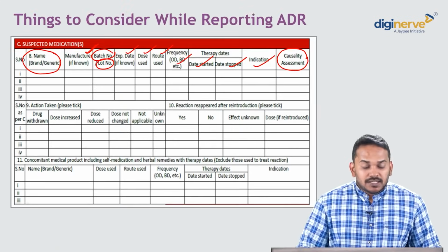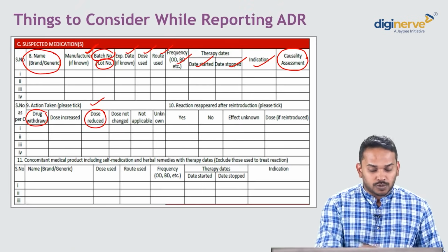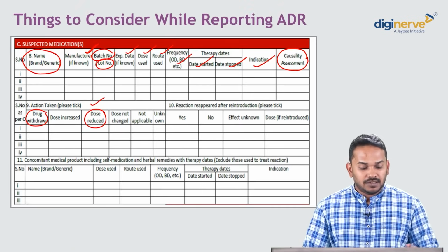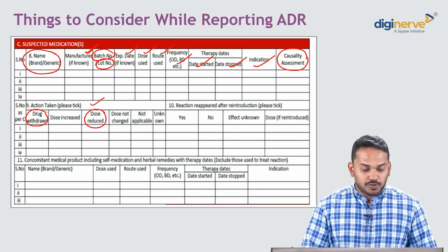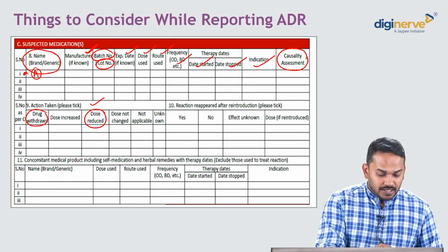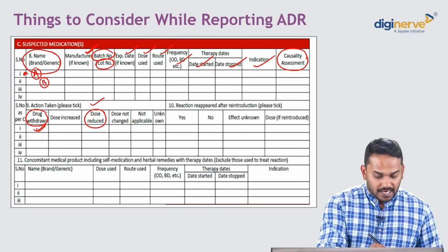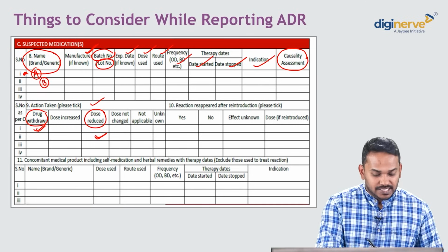The next part is what action was taken after this adverse drug reaction. Usually, we will be withdrawing the drug or reducing the dose of the drug. These would be the two things that would usually be done. So, if drug A is in column 1 and that drug is withdrawn, you have to tick here, and if drug B is in column 2 and the dose was reduced, you have to tick here.